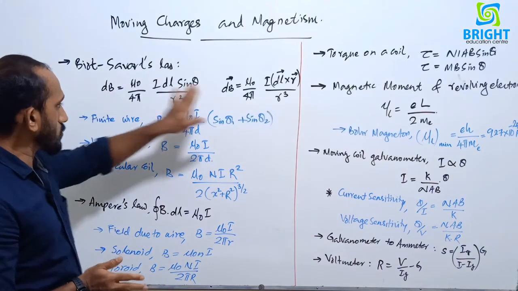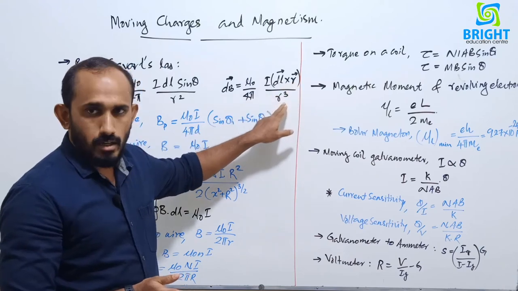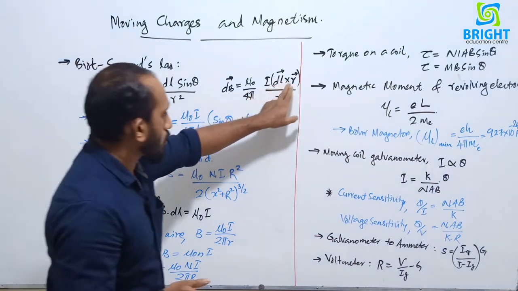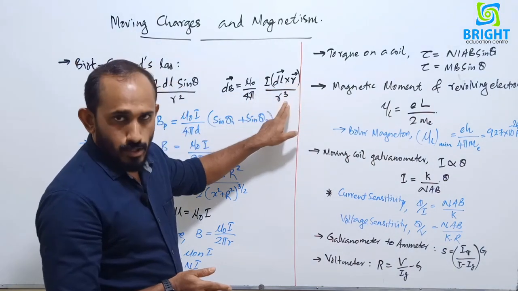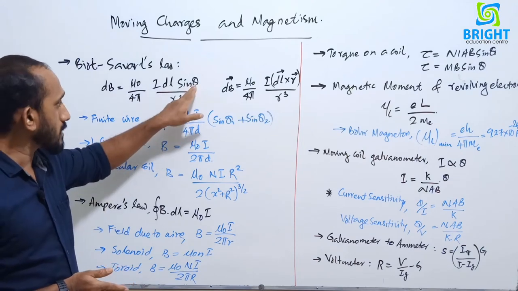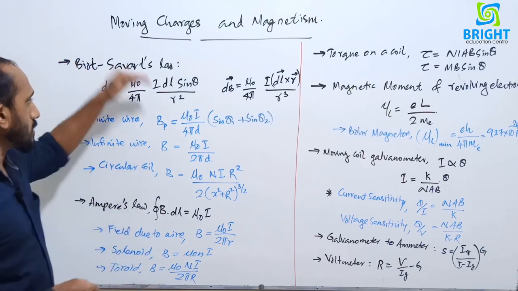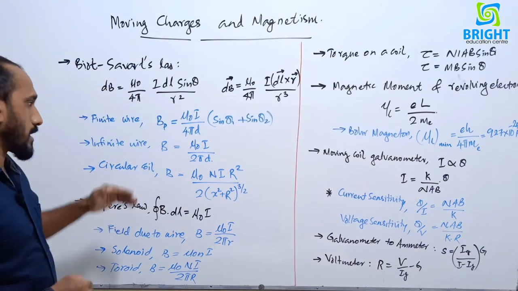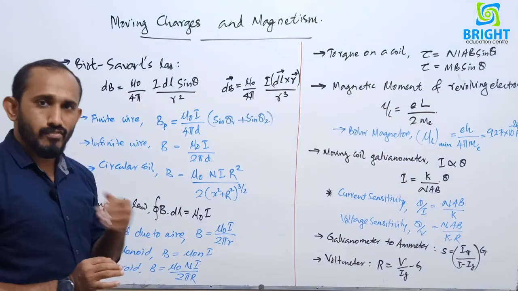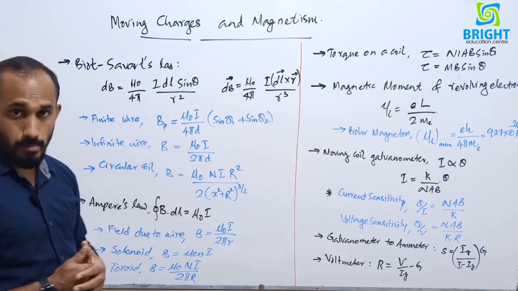Now dB in its vector form is mu 0 by 4 pi I dl cross r by r cube. Here, dl cross r, if you put the vector r, then it will become r cube. And the normal magnitude, I dl sin theta by r squared, you can put, where theta is the angle between the current element and the direction to the point P. By using the Biot-Savart law, we have three applications: the magnetic field due to a finite length of wire, an infinite length of wire, and a circular coil. These three equations you should keep in mind.